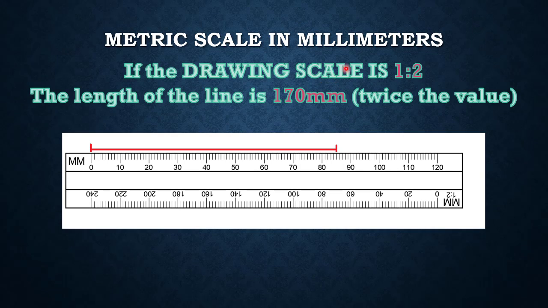Now let's say that the drawing scale is 1:2. In this case, we would read the scale, but we will multiply the result times 2. Now the length of the line would be 170 millimeters. Let's say the drawing scale was 1:40, then we would have to multiply the result times 40. The more math an individual has to do for a drawing, the more the margin of error.